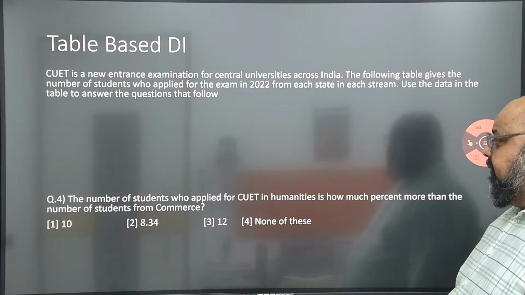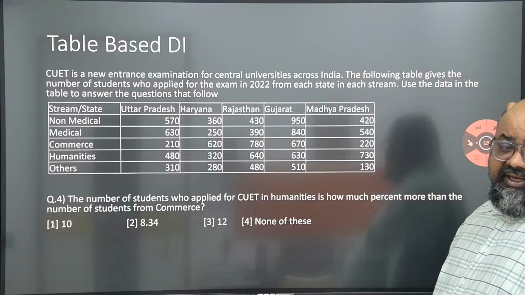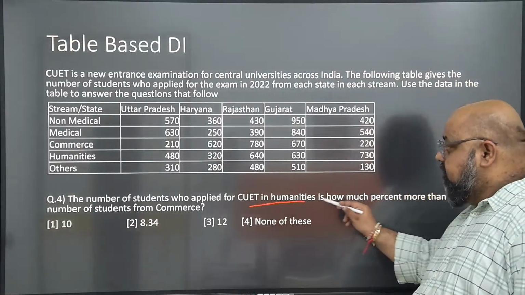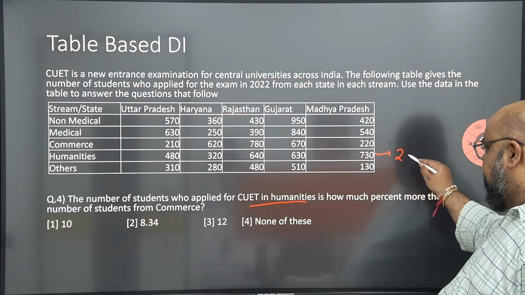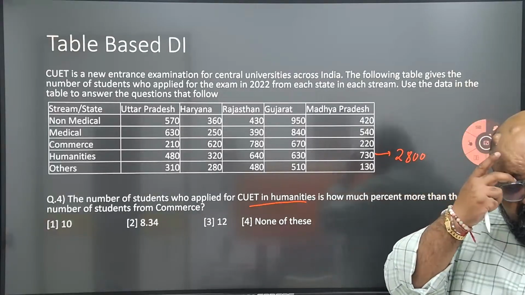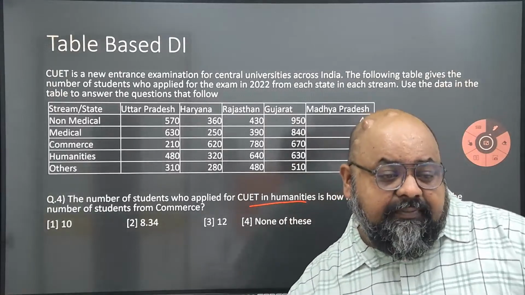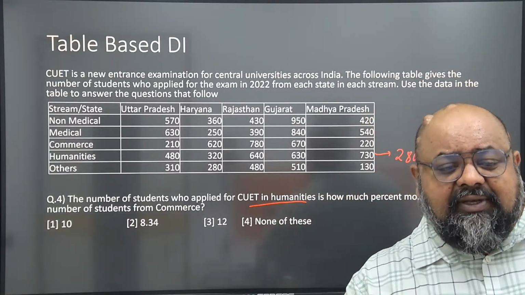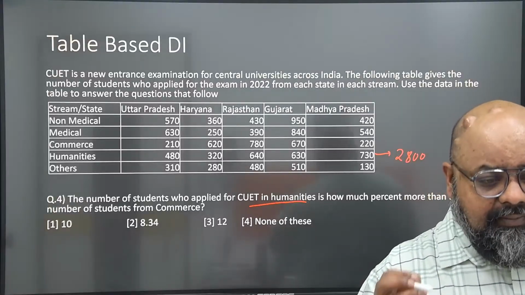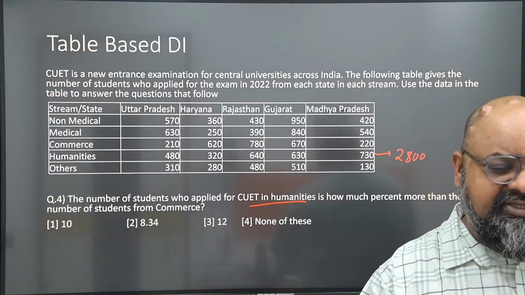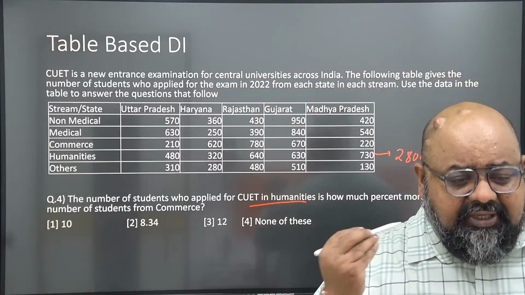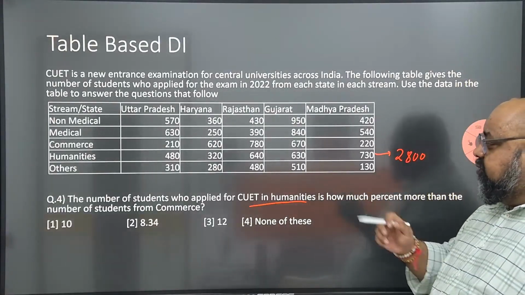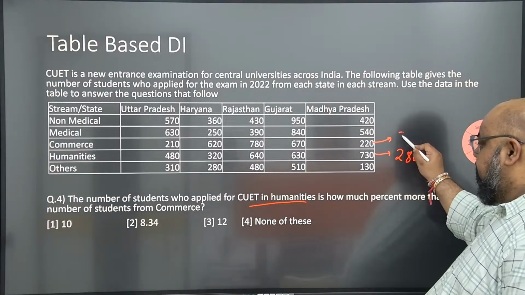Fourth question then. The number of students who applied for CUET in humanities, जो हमने पहले निकाला था, this number was 2800. अब देखो, at any point if I am calculating the row or sum totals, I will obviously write it down in my notes or rough work so I don't have to calculate that value again. Is how much percent more than the number of students in commerce? Commerce was 2500.